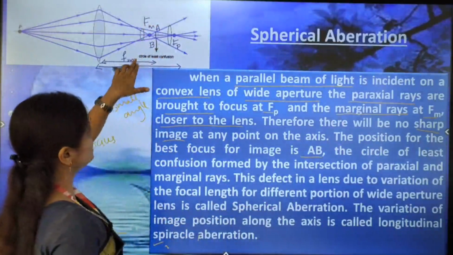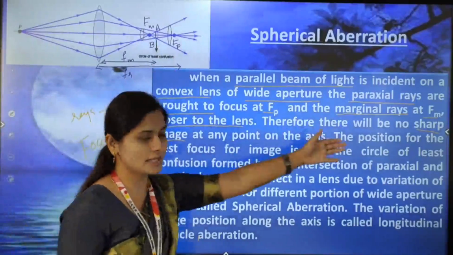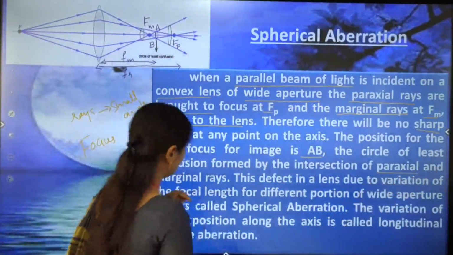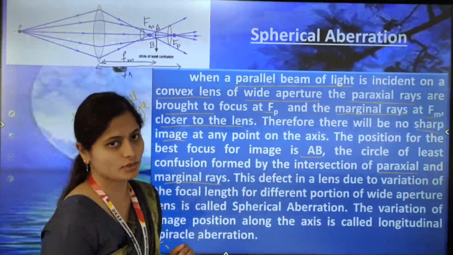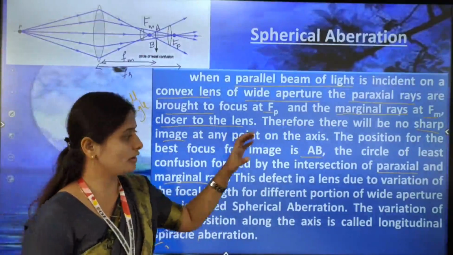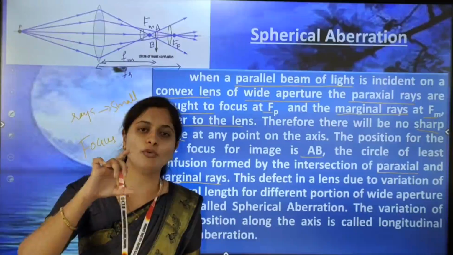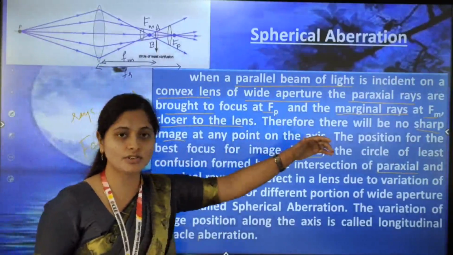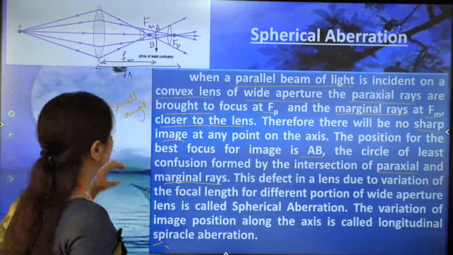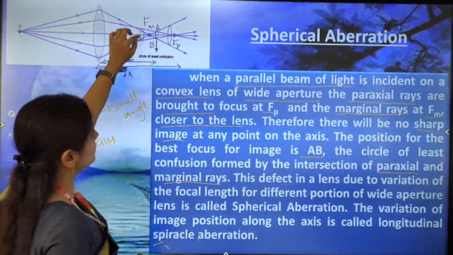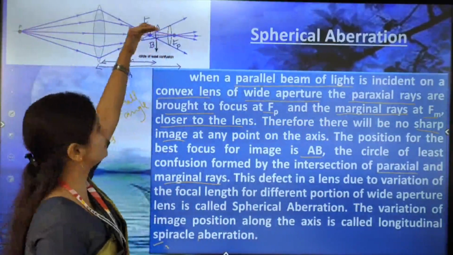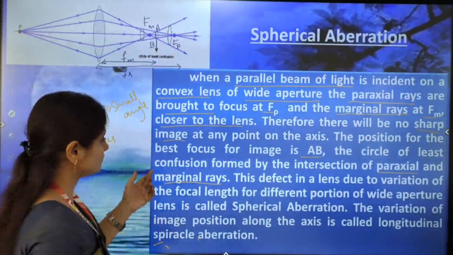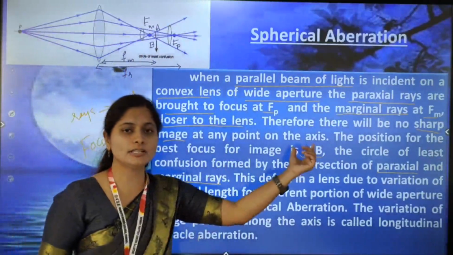That AB is nothing but the circle of least confusion. The circle of least confusion is formed by the intersection of paraxial and marginal rays. So we are not getting a sharp image, but we are getting the focus of the image. How is the focus of the image forming here? By the intersection of the paraxial and marginal rays. When paraxial rays and marginal rays both intersect each other, that's why we are getting the focus AB.